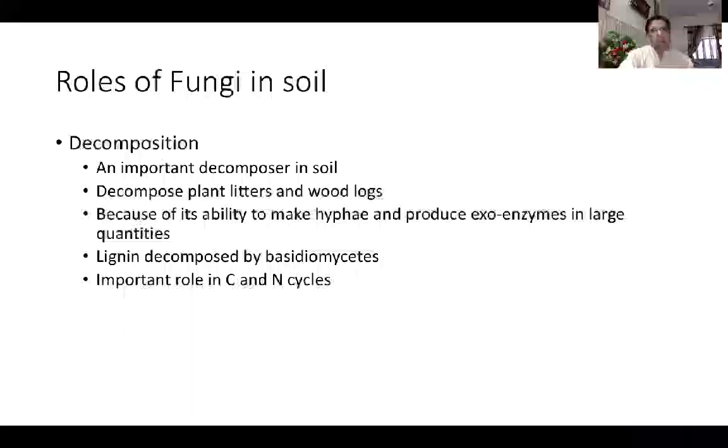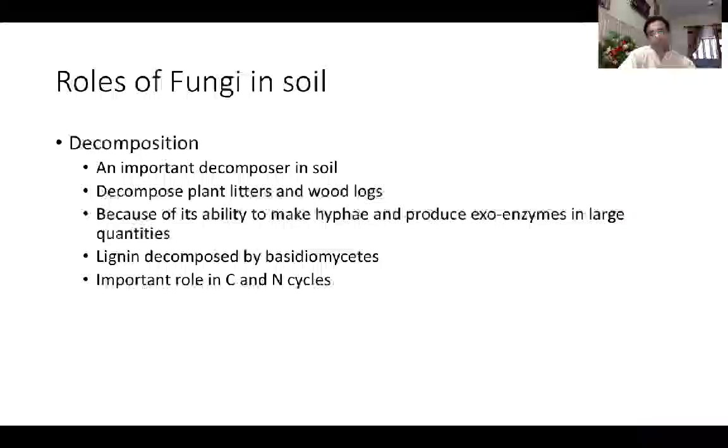So now, finally, I revise in brief the role of fungi in soil. The most important role is decomposition. It's an important decomposer in soil. It decomposes litter and woodlogs. It's the most important decomposer of lignin. Lignin is the cementing material of wood. Mushrooms are basidiomycetes that are known for lignin degradation.